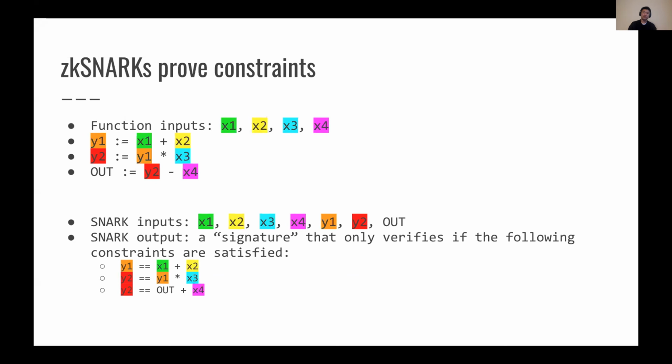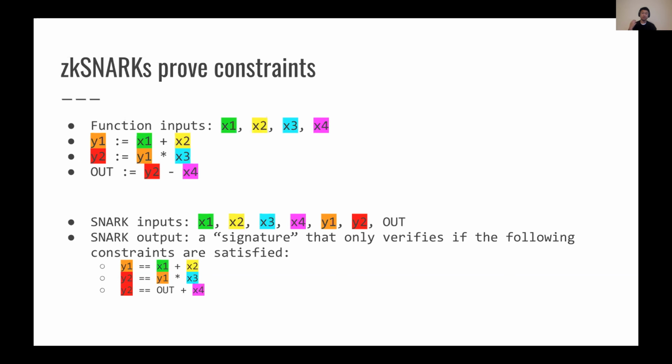This can basically be thought of as, if I want to perform this computation in steps, I can create an intermediate value y1 that I set equal to the sum of x1 plus x2, and then an intermediate value y2 that's the product of y1 and x3, and then out is simply just going to be that second intermediate value minus x4. So what the SNARK sees, what I plug into a SNARK, is going to be the input values x1, x2, x3, x4, those intermediate values y1 and y2, and that output value out.